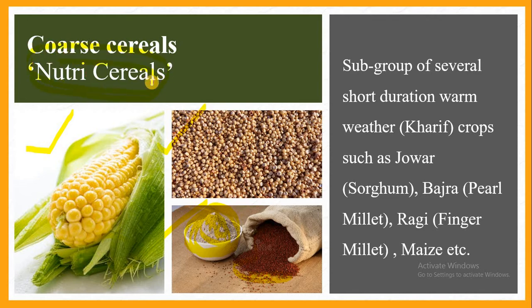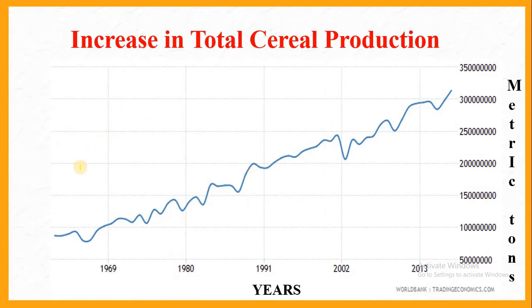coarse cereals or nutri cereals. Why is it called nutri cereal? Because they are very rich in nutrition, fiber and proteins. They say ragi is so healthy, consume ragi. Even doctors suggest it. Especially for diabetes patients, it is a very good food. These items are grown in warm weather, especially the kharif season, during June to November. These are examples for some coarse cereals. So we look at coarse cereal production in India.